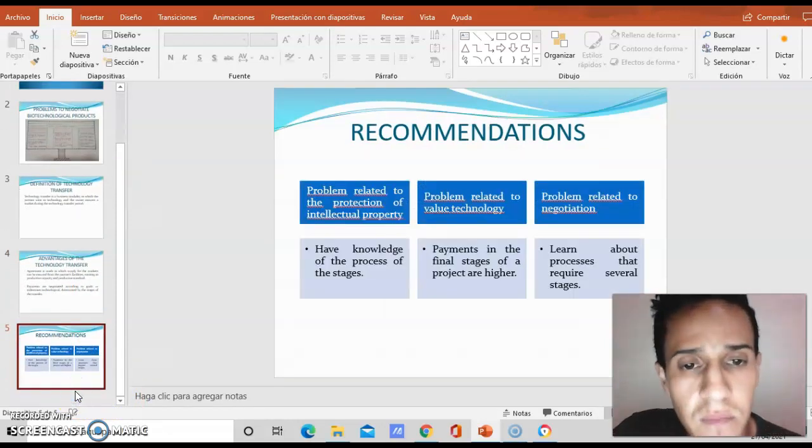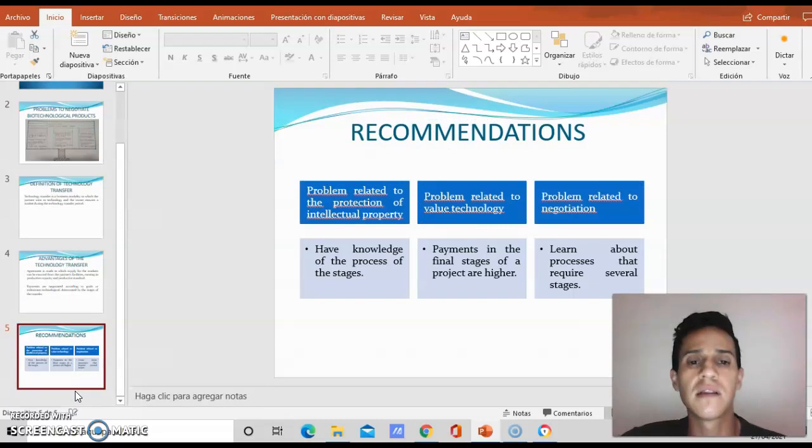Recommendations. Problem related to the protection of intellectual property: have knowledge of the process of the stage. Problem related to the value of technology: payments in the final stage of the project are higher.